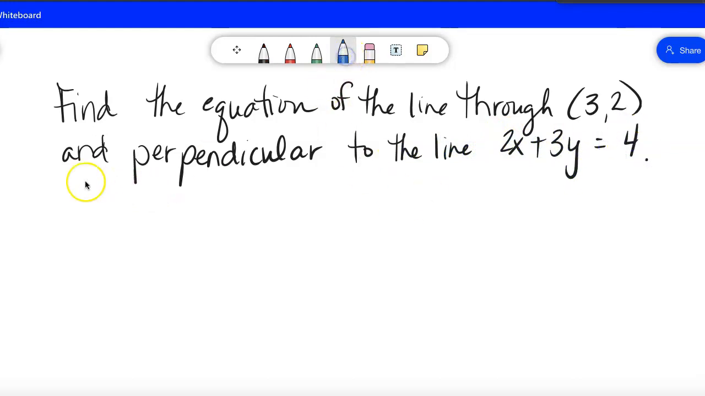Now, a couple of things. My Math Lab, when it wanted you to type your answer, it told you a few things. It would tell you it wanted it in this form, ax plus by equals c, and it would say it wanted a, b, and c as integers.